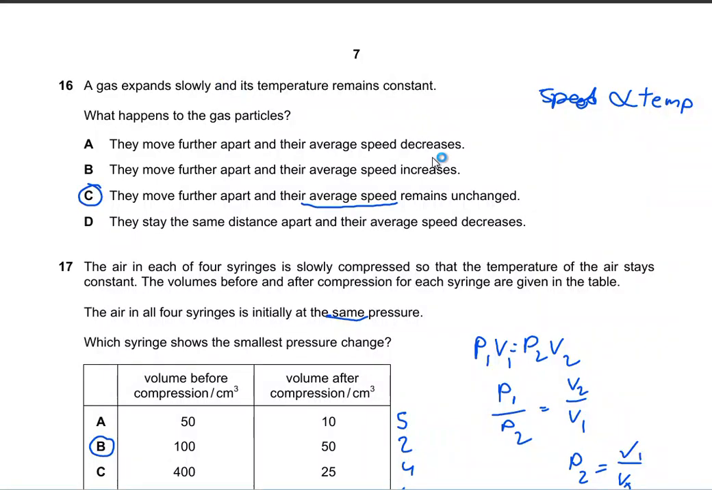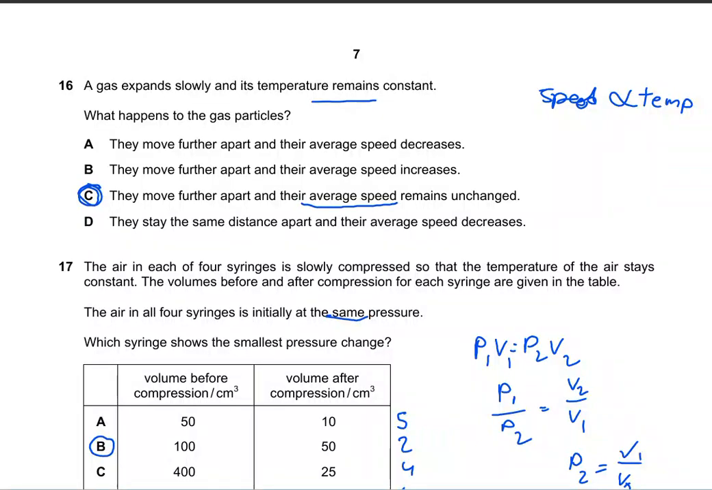But as the particles move farther away from each other, that is when the gas expands and increases in size. So basically they move farther apart and the average speed remains unchanged. The temperature remains constant, so the average speed remains constant. So that is C.